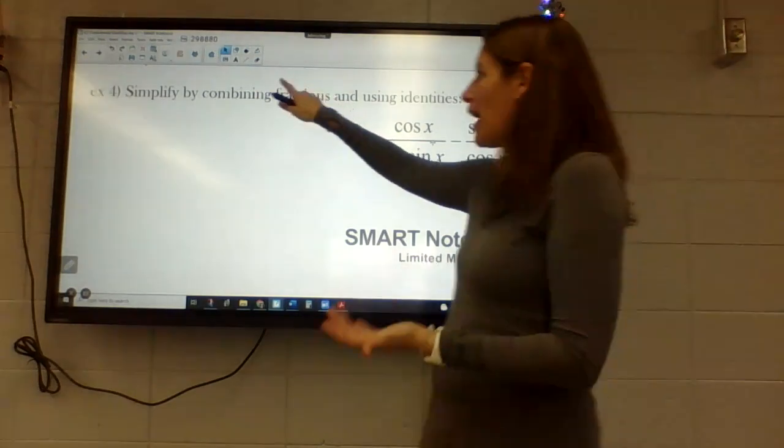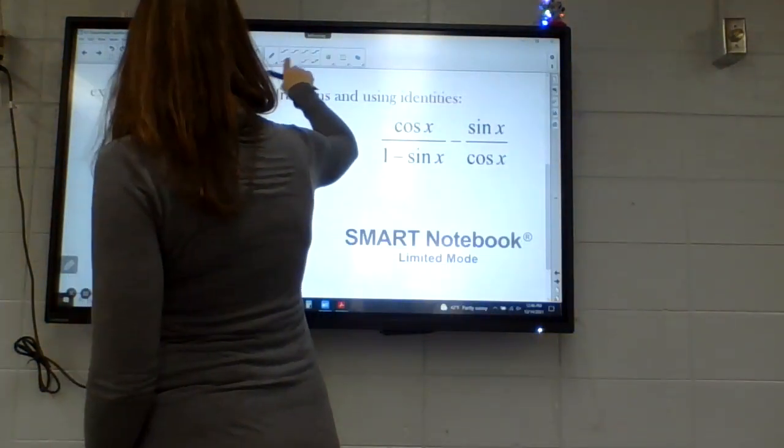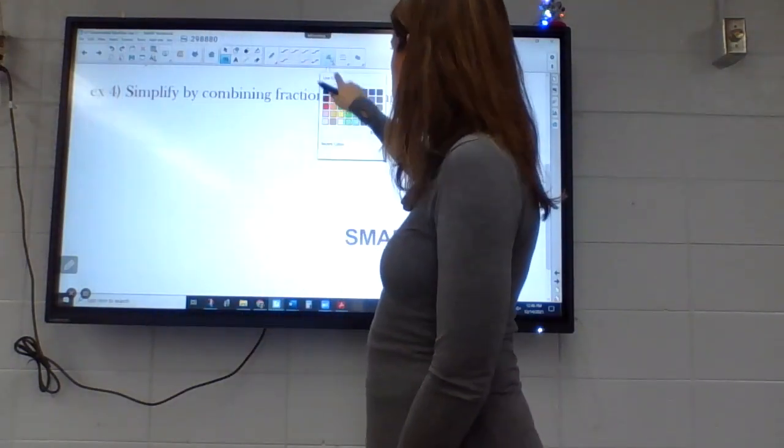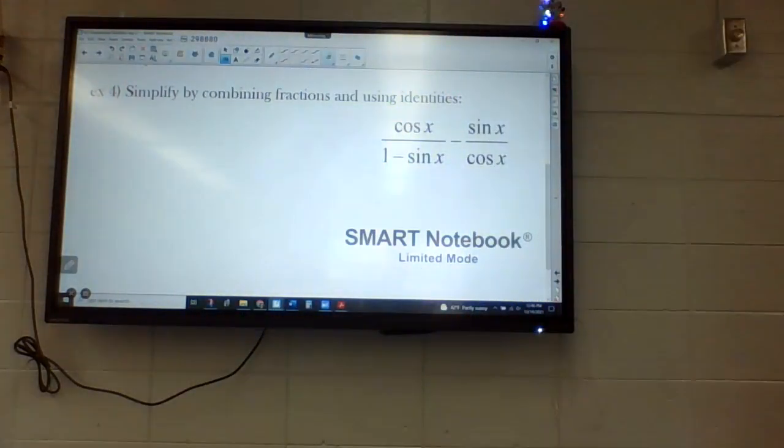So, common denominators. Not the most ideal situation here for common denominators, but it's not that bad. Should I count how many steps? 1, 2, 3. I think I have 3 or 4 steps. That's a lot. Okay.